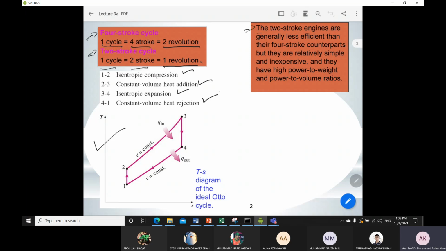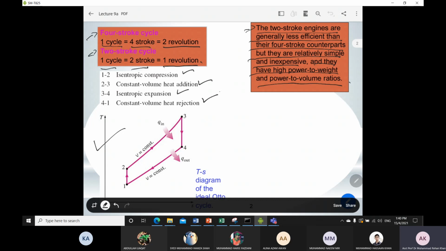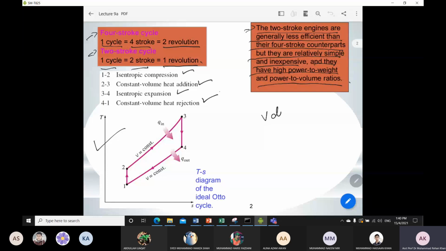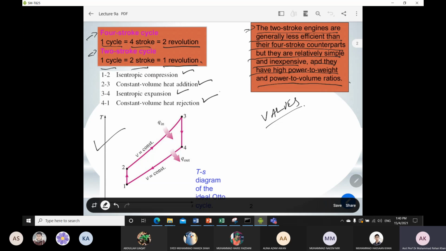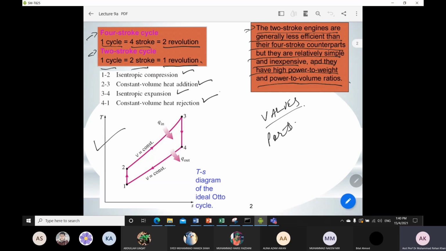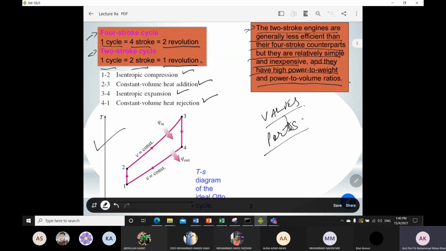Now the two-stroke engines are generally less efficient than their four-stroke counterparts, but they are relatively simple and inexpensive, and they have a high power to weight and power to volume ratio. So why is the two-stroke engine simple? In the four-stroke engine, we already saw, when talking about the TS diagram for the different strokes, that there will be valves, which are the intake valve and exhaust valve. But in the two-stroke engine, there will be ports. It is simpler to open ports rather than valves. That's why it is simpler, and also there are fewer strokes, so it is less efficient as well.